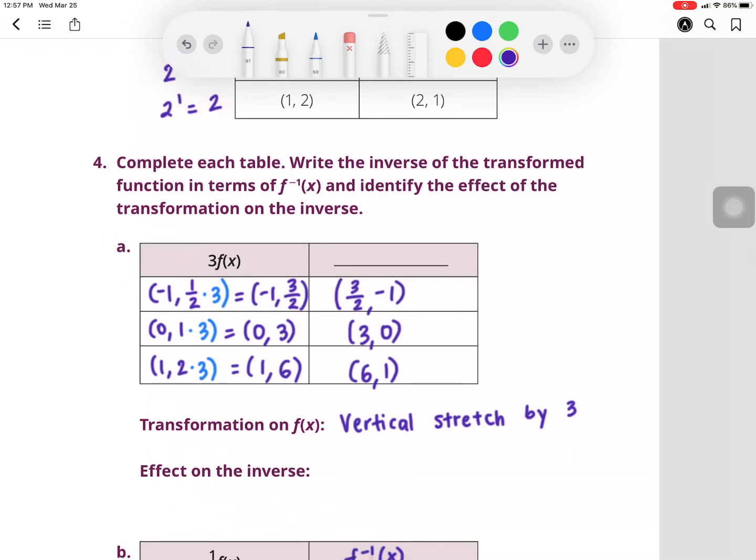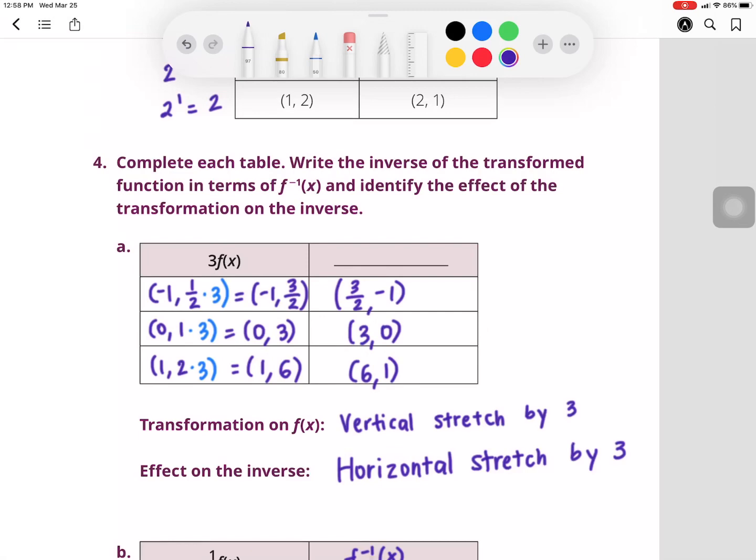For the effect on the inverse, you want to think the opposite. So it was a vertical stretch; the opposite would be a horizontal stretch by 3. The 3 stays the same here. Don't change it to 1/3 or anything. Just let 3 be the same.